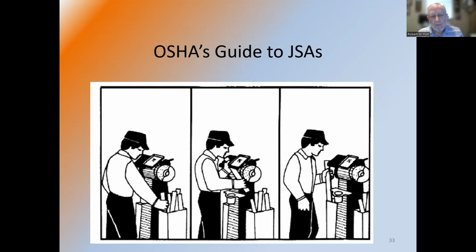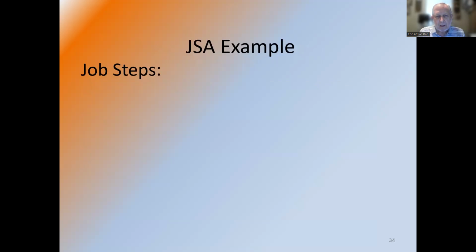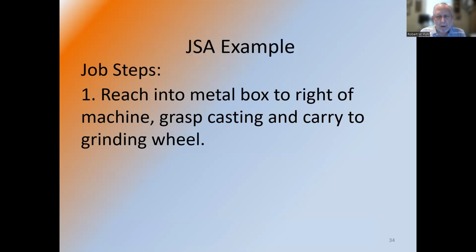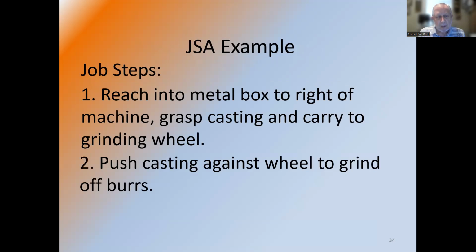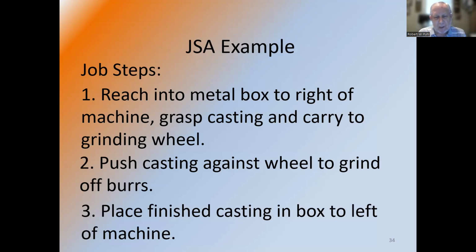But that's simple. In the first picture, he's picking up that thing. The second one, he's grinding it. The third one, he's putting it away. Sounds pretty simple, doesn't it? So job step number one, reach in the metal box by the machine, grasp the casting and carry it to the grinding wheel. Number two, push the casting against the wheel to grind off the burrs. Number three, place the finished casting in the box to the left of the machine.